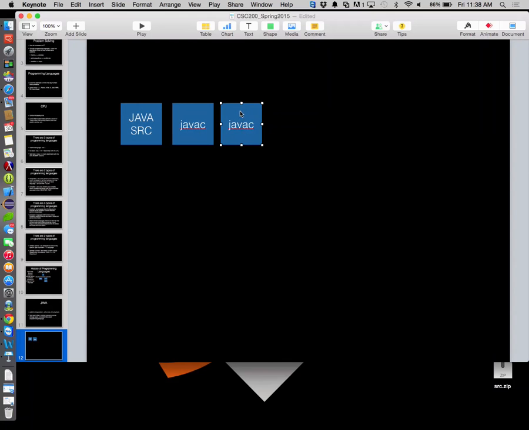So now what's created is Java bytecode. This is a low-level language. Okay? And remind me, what's a low-level language?